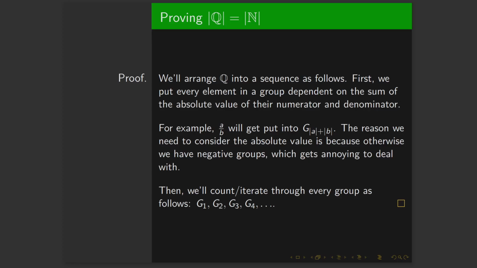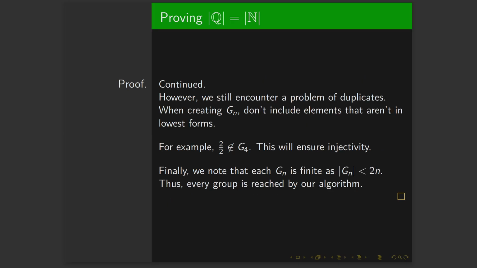First, we're going to put every element in the group dependent on the absolute value of the sum. So A over B will get put into the group of absolute value of A plus absolute value of B. It's not nice to deal with negatives. It's really annoying because if you deal with a negative 3 over 2, that goes to like negative 1. Negative groups is really annoying because you can have infinitely many. We just don't worry about that. Then we'll count or iterate through every single group as follows: G1, G2, G3, G4. You might be like, okay, this is fine, but we're actually going to come up with an issue. We're going to get duplicates.